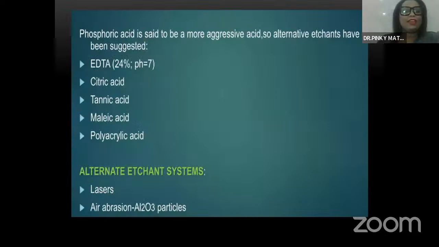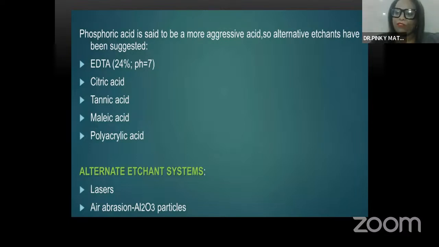Now we have EDTA, citric acid, tannic acid, malic acid, polyacrylic acid. We even have lasers, and we even have air abrasion with which we etch. And now the etching by air abrasion is also done on the inner surface of your zirconia laminates, right? So what are you doing by etching? You are going to remove that layer, increase surface area, and dissolve a certain amount of calcium, or hydroxyapatite, from the upper layer of enamel. Hence it is going to form some tags, and hence you have the surface area.